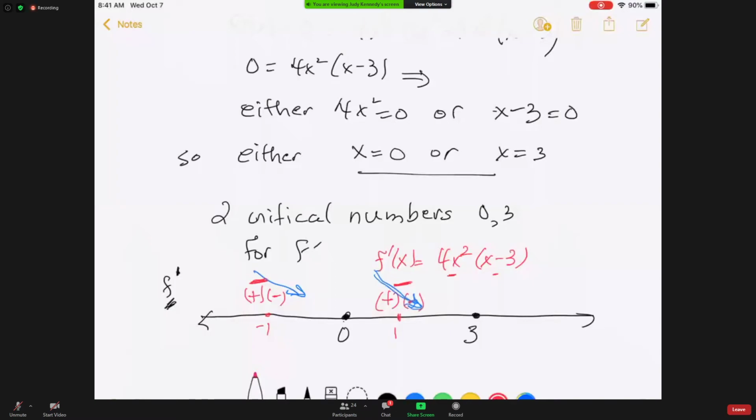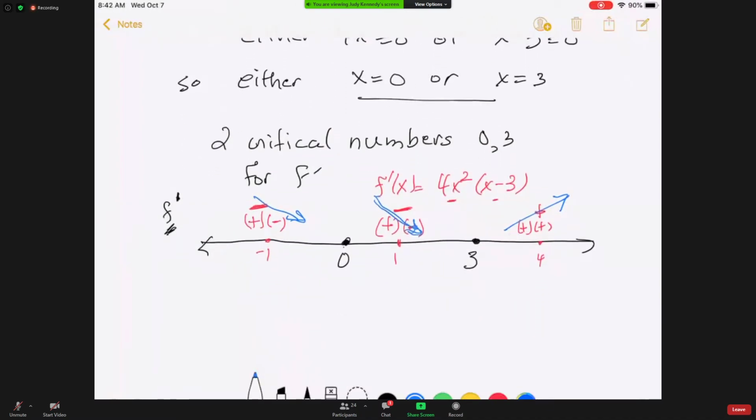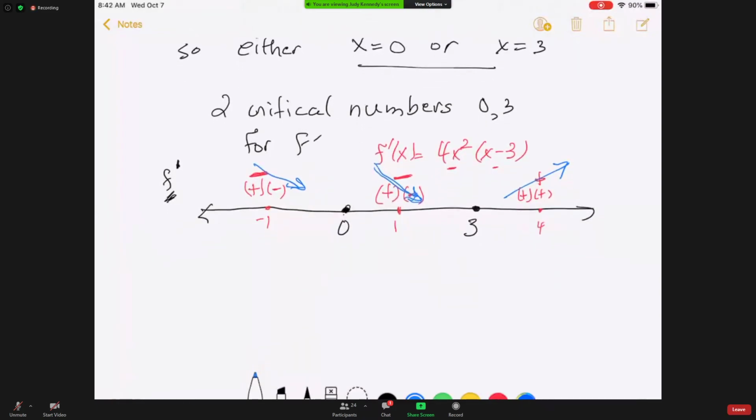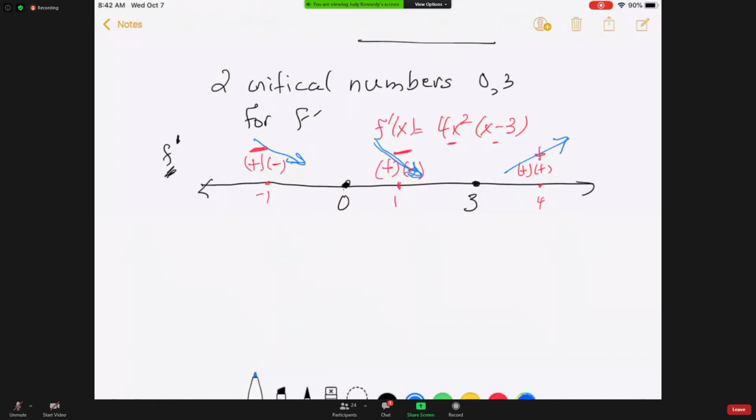And then something for the last interval. How about 4 is over there? Okay, if I put 4 in, well, 4 times 4 squared is positive. 4 minus 3 is positive. Now it's positive, so now the function is increasing. Okay, I'm going to go ahead and start a sketch, and I'm going to modify it after I get the second derivative information.